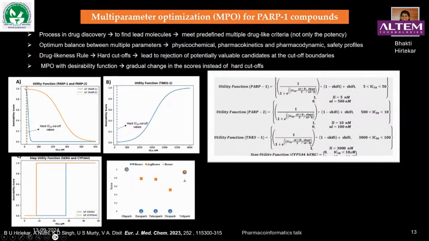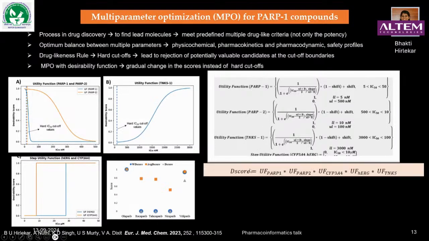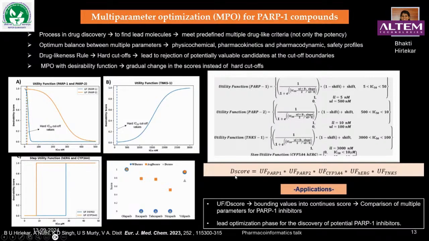I won't go into the details in the interest of time, but you could read this article and find out more about how we have defined these utility functions that allow us to separate the toxic and non-toxic molecules, where we came up with the D score. It is a multiplication of the different utility scores for PARP1 inhibition, cytochrome P450 inhibition, hERG inhibition, and the 10 kinase inhibitions.